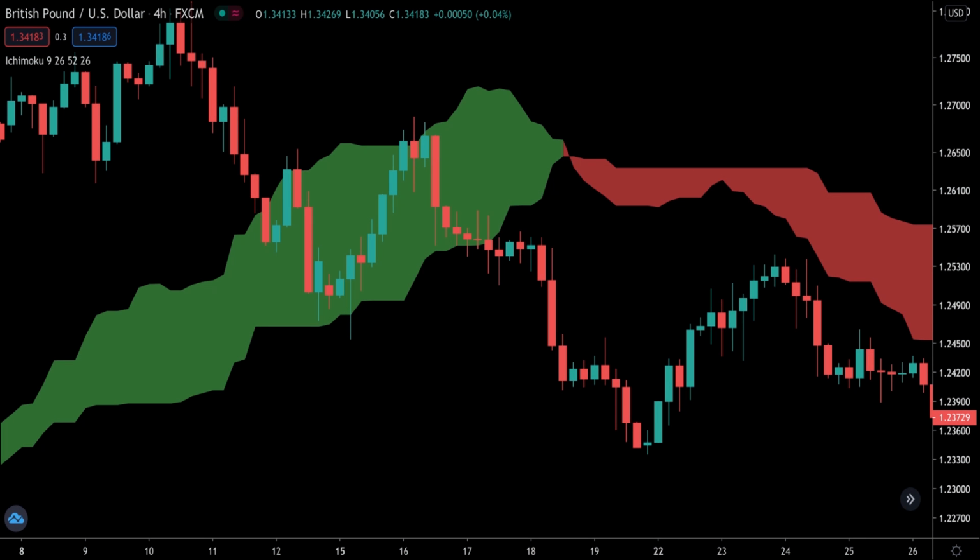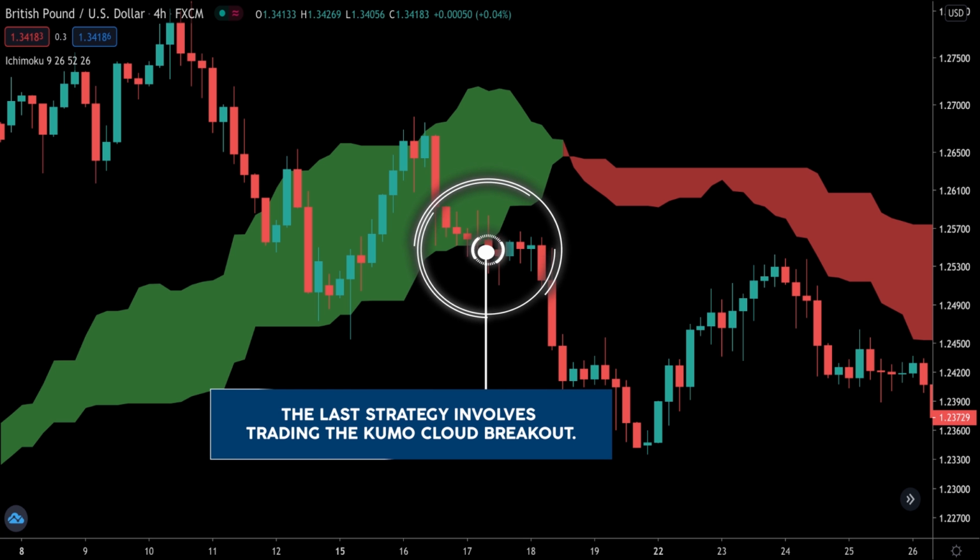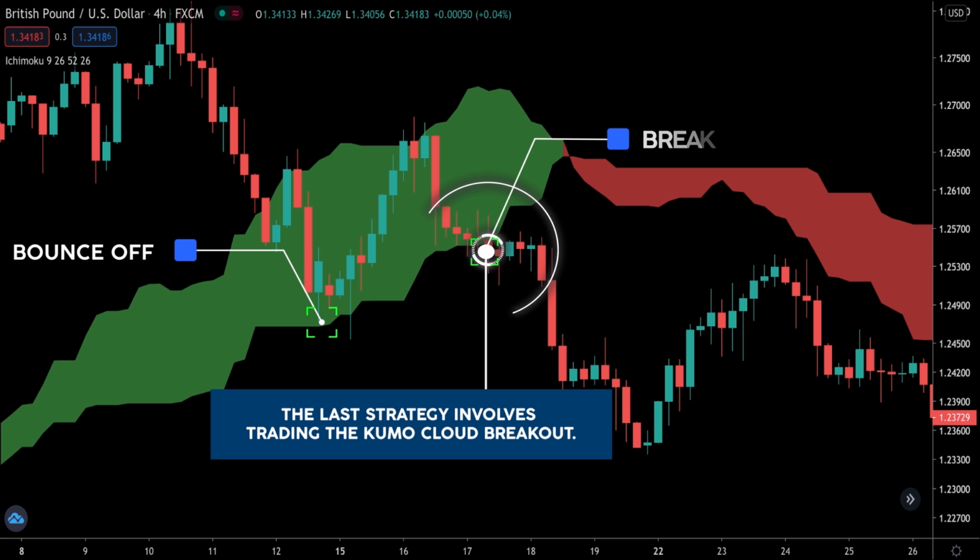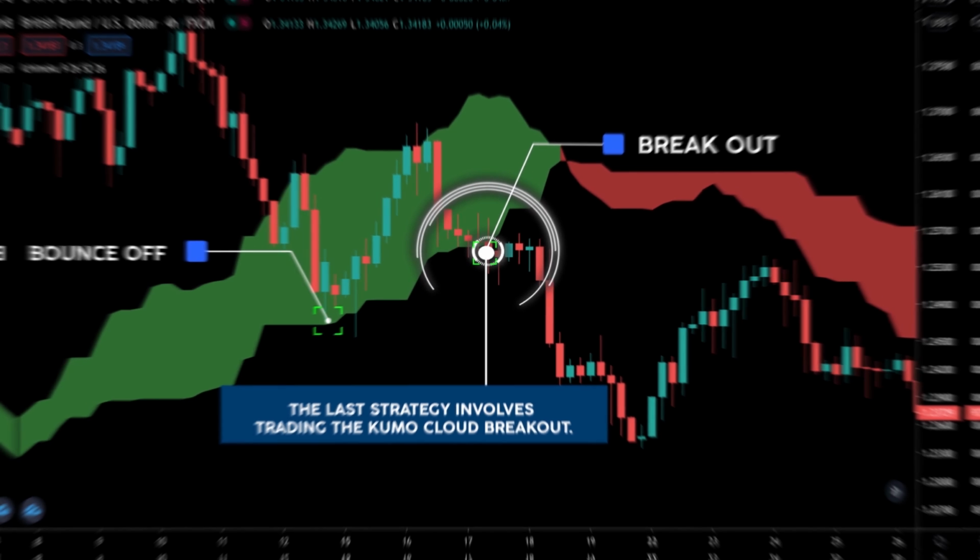Now let's move on to the last trading strategy that involves trading the Kumo cloud breakout. As the name suggests, you want to be trading when price breaks through the Kumo cloud. When price pulls back to the Kumo cloud, two things can happen. Price can either bounce off the level or break through.